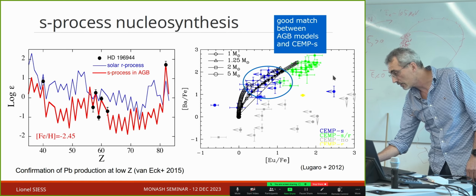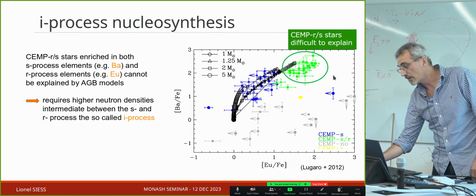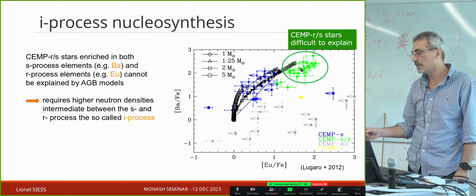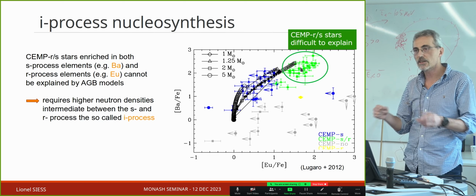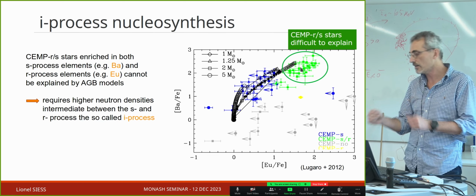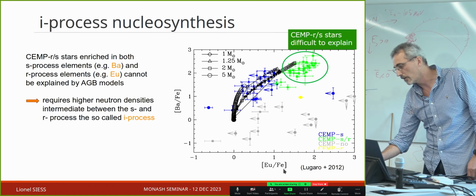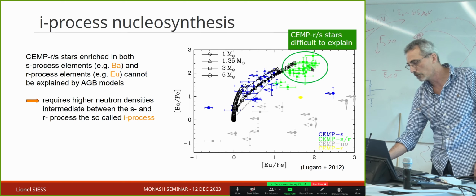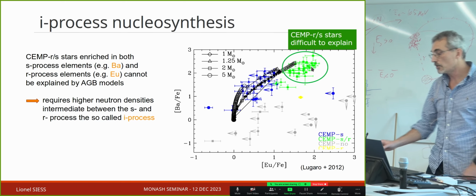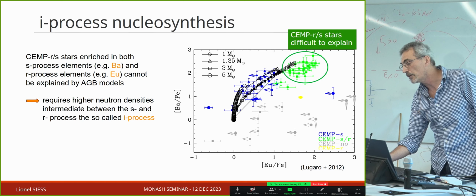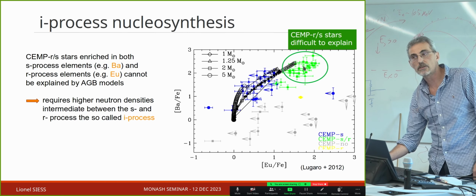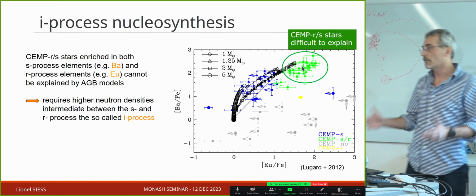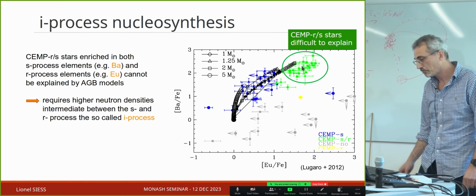You see with these green observations, those are the CEMP-r/s stars. r/s, because it's a mix of R and S, and you see they are much more enriched in europium. Europium over iron is typically of the order of 2. And AGB models cannot reach these. Well, maybe a little bit those, but the majority of the observations cannot be accounted for by the standard S process in AGB stars.